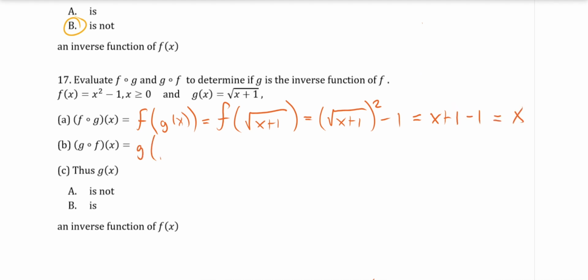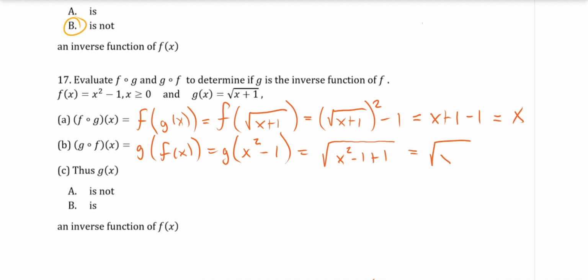Then if I do g of f of x, this is going to be g of x squared minus 1, which gives me the square root. These are the rules of g now, with x replaced with x squared minus 1 plus 1. The plus 1 minus 1 cancels, and we get the square root of x squared. Now, this is normally not something we could necessarily cancel unless we knew that x was positive. If we know that x is positive, then this definitely cancels to x. And thus, g is an inverse of f of x.